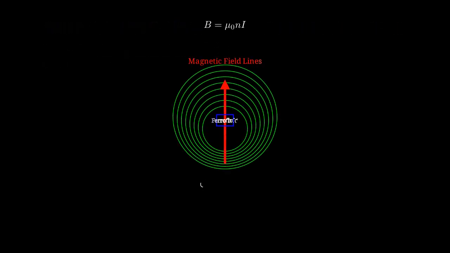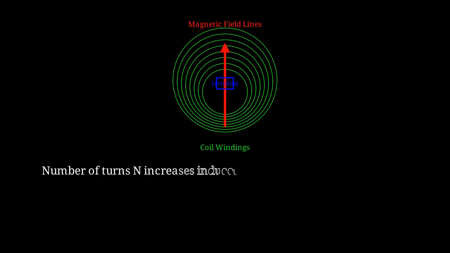This diagram shows a solenoid with multiple windings. The green circles represent the coil turns, and the red arrow shows the magnetic field direction. A ferrofluid droplet inside experiences this field. Notice that the induced voltage depends linearly on the number of turns N. More turns means more voltage for the same flux change rate.